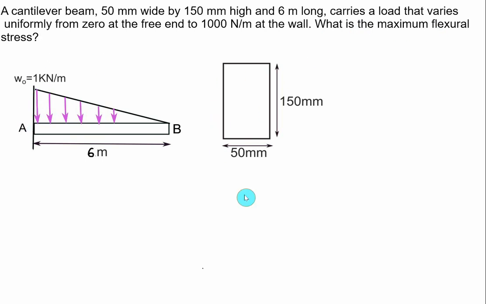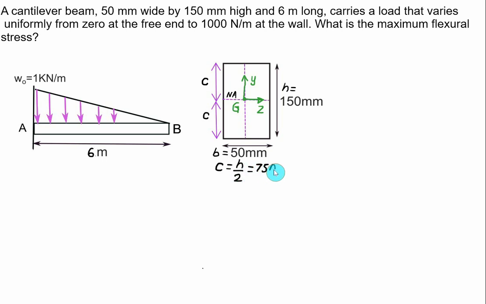Since our section is rectangular, the distance of the top fiber and bottom fiber is same, that is equal to h by 2. So in this case, we have base is equal to 50, and height is equal to 150 mm. Horizontal axis is same as our z axis, and the vertical axis is y axis. Both the top fiber and bottom fiber here are equidistant from the neutral axis, which is passing through the centroid. So value of c is equal to h by 2, which is 150 by 2, equal to 75 mm.